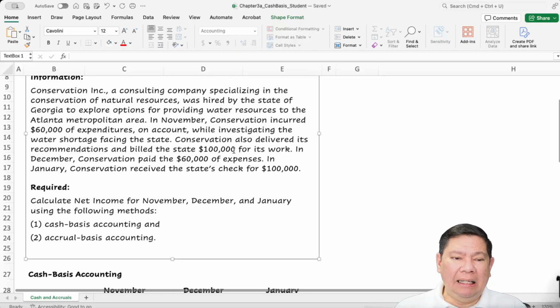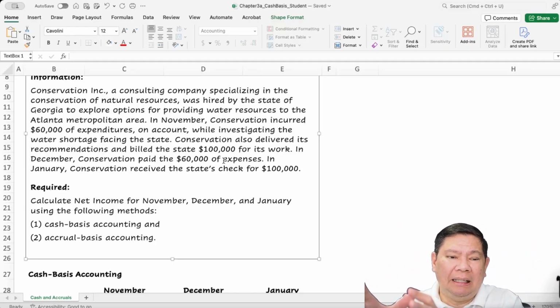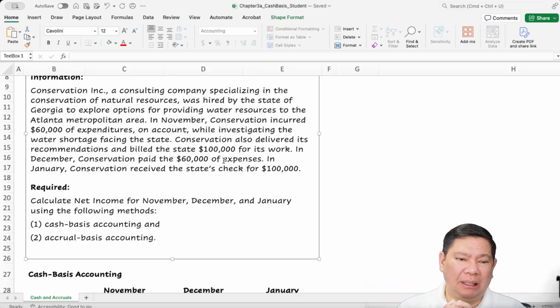And then in December, all the bills are due, so they have to pay the $60,000 expenditure they used in November. So they used the expenses in November, but they're paying it in December. In January, the company received the payment for the revenue that they billed in November.